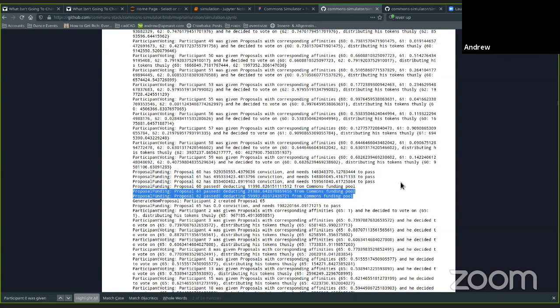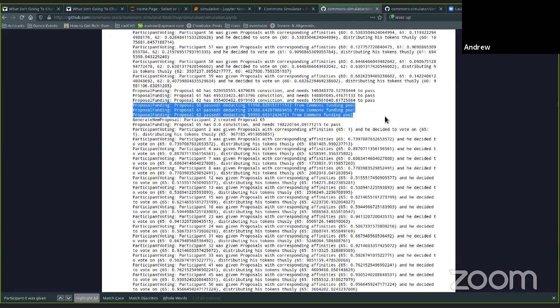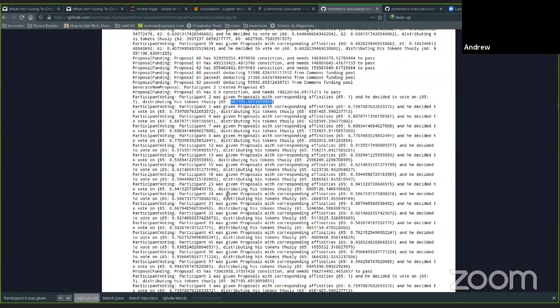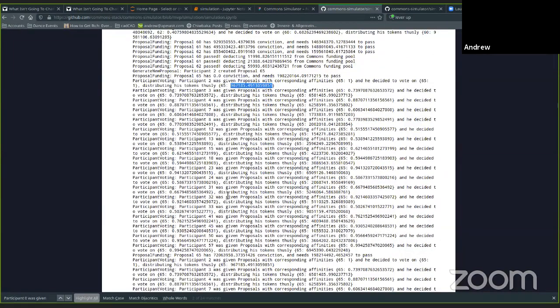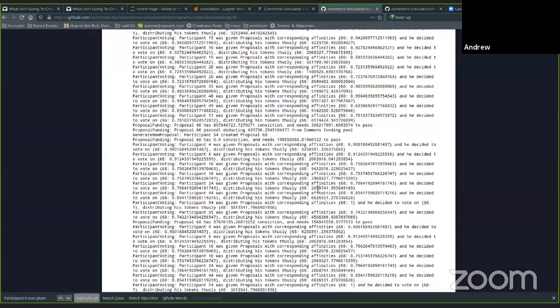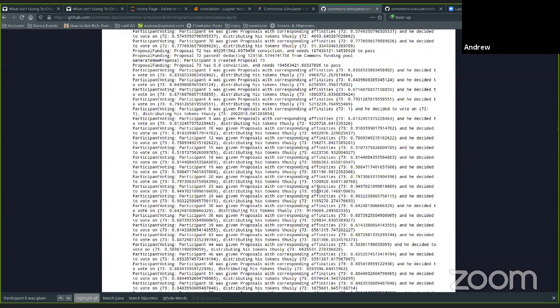the proposals pass. Then here you can see a proposal was created, and you can see participant 2, since he created proposal 65, he has affinity of 1 there, and then he decided to put all his tokens on it. That's cool. Nice. And then so on and so on, and this goes on ad infinitum.